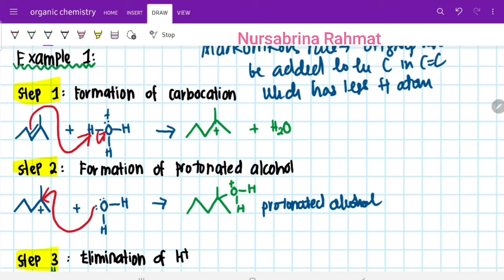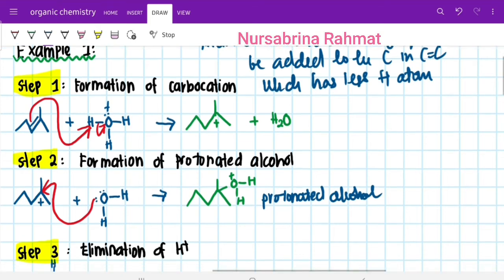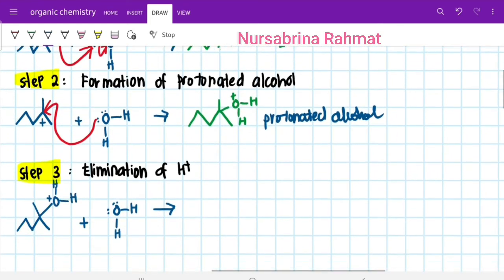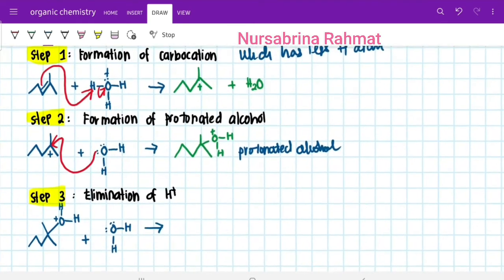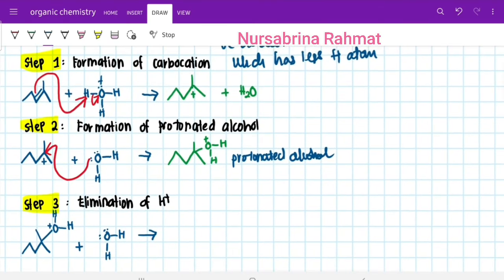Since we want to make alcohol, that means I need to eliminate one of the hydrogens in your protonated alcohol, so it will form alcohol with an OH group and no plus charge. So we are finally at the last step of the acid-catalyzed hydration of your alkene, where the third step involves the elimination of H+.